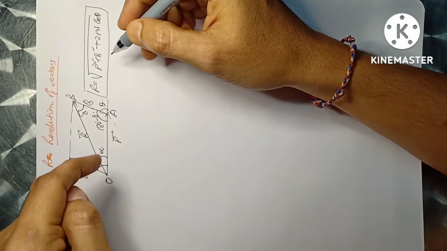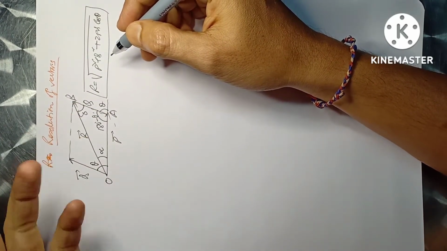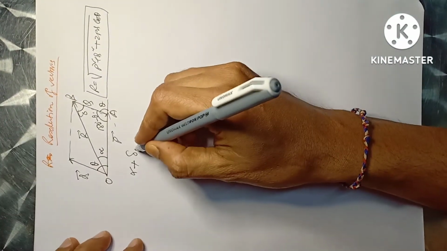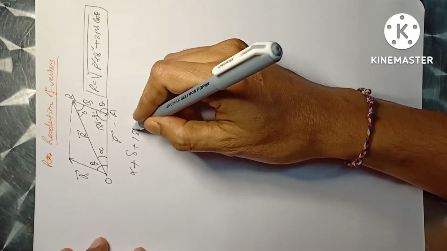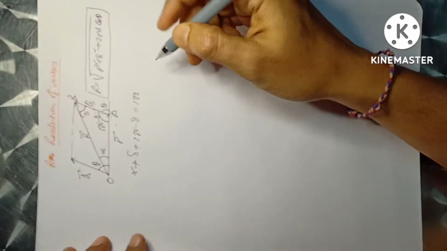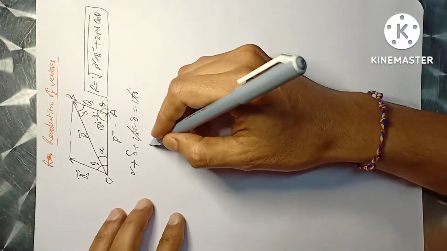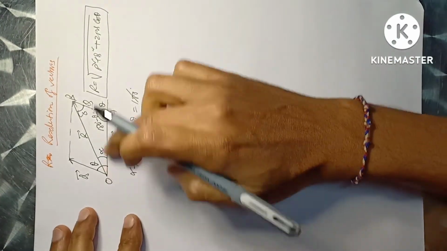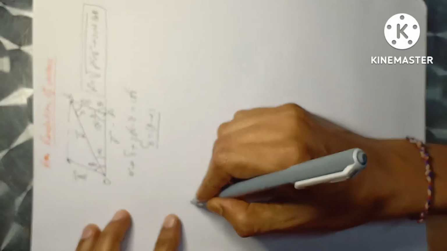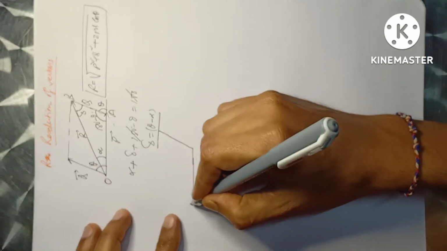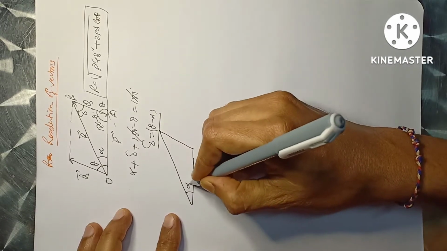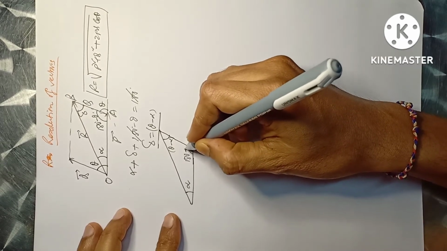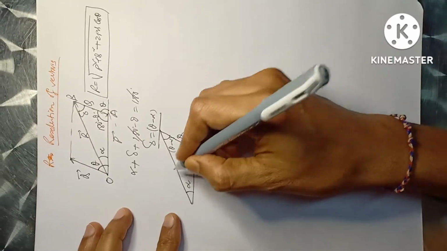We know the sum of the three angles of a triangle is 180 degrees. So we can write alpha plus delta plus 180 minus theta equals 180 degrees. Then 180 cancels, and delta equals theta minus alpha. So we redraw this part OAB: this is alpha, this is theta minus alpha, and this is 180 minus theta. This is P, this is Q and R.